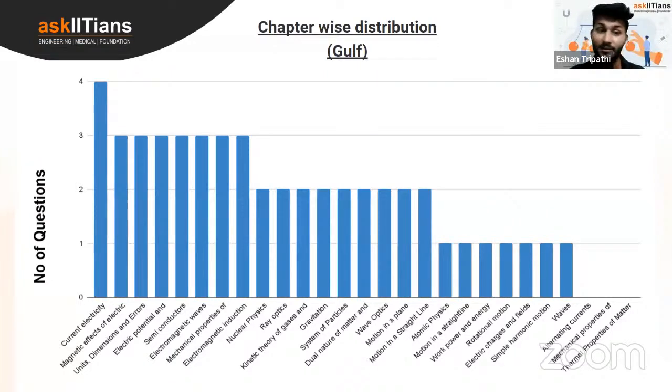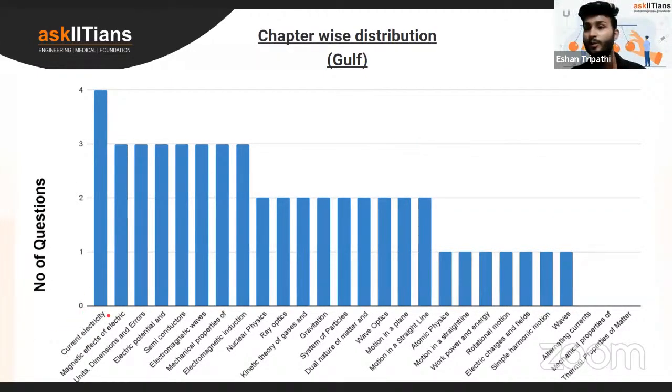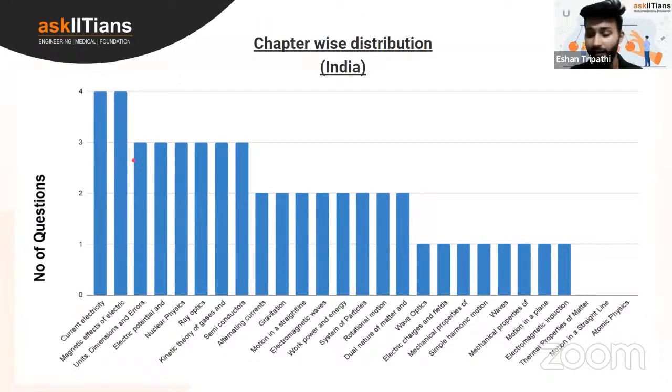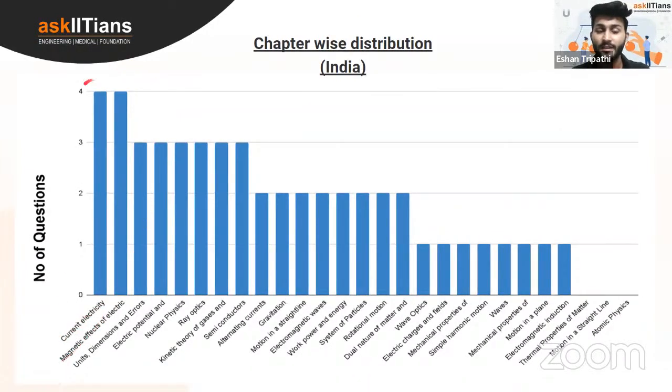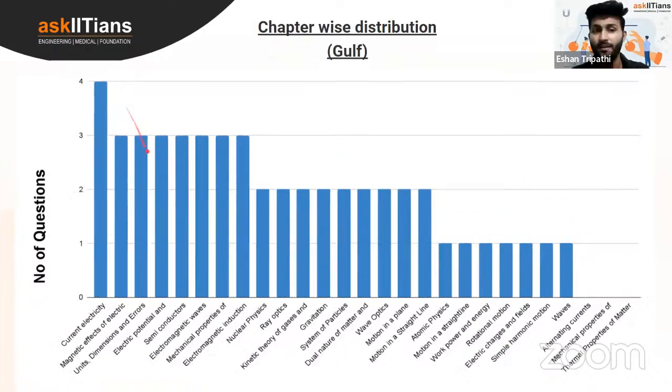Over here, guys, again you can see current electricity, again four questions. We could see in the Indian attempt also, there were four questions from current electricity. In Gulf also, there were four questions. So definitely current electricity is a chapter that we should focus on this year. Then again, just like that, four questions were there in magnetic effects of electric current. Here, there are three questions. Again, a very high weightage. Again, high weightage of units and dimensions, electrostatics, electric potential and capacitance, semiconductors.